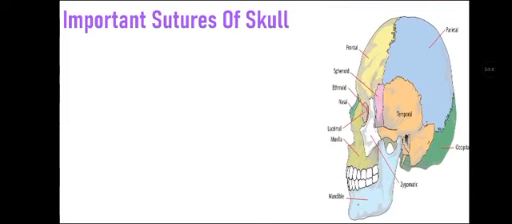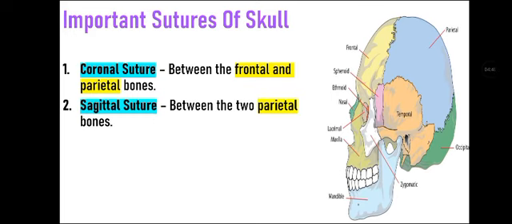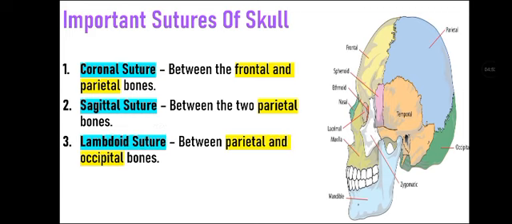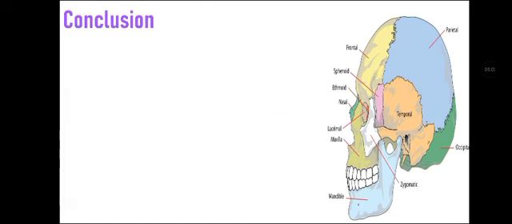Now let's talk about important sutures of the skull. Important sutures of the skull include the coronal suture, that is present between the frontal and parietal bones. Next we have the sagittal suture, that is present between the two parietal bones. Next we have the lambdoid suture, that is present between the parietal bone and occipital bone. Next we have the squamous suture that is present between the parietal and temporal bones.